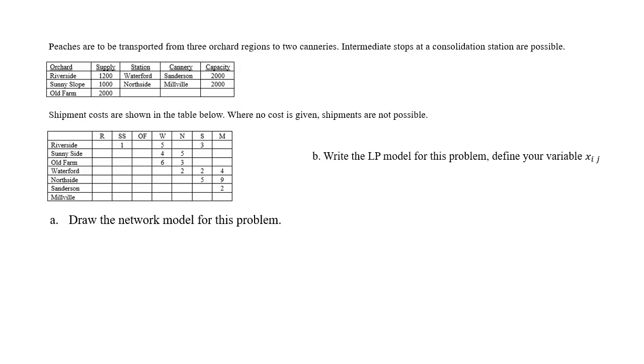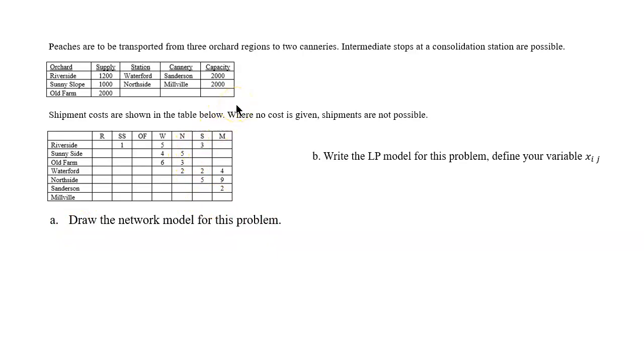Peaches are transported from 3 orchard regions to 2 canneries. Intermediate stops at a consolidation station are possible. So you have the orchard and station and cannery. Shipment costs are given here. If no cost is given, shipments are not possible. Draw a network model for this problem.